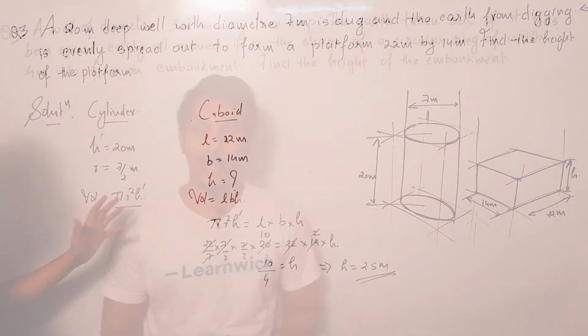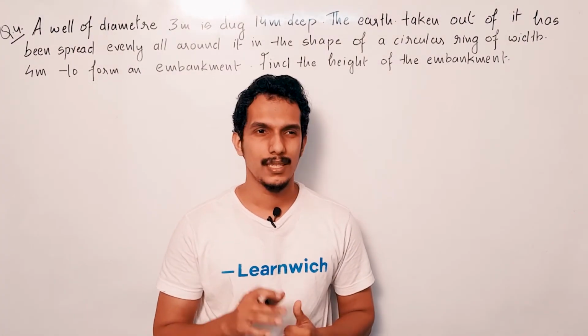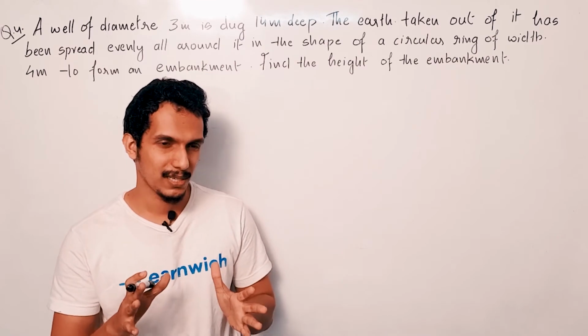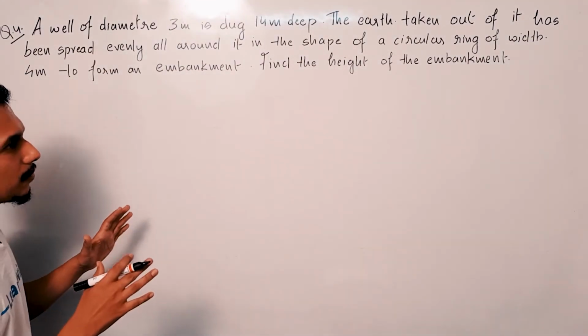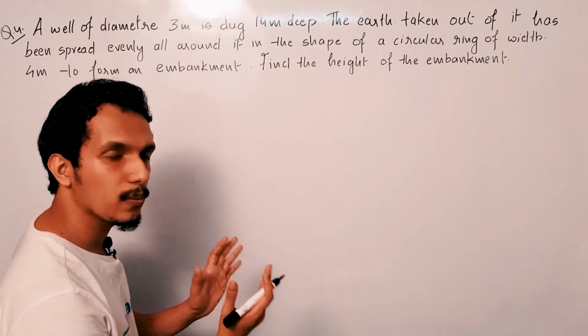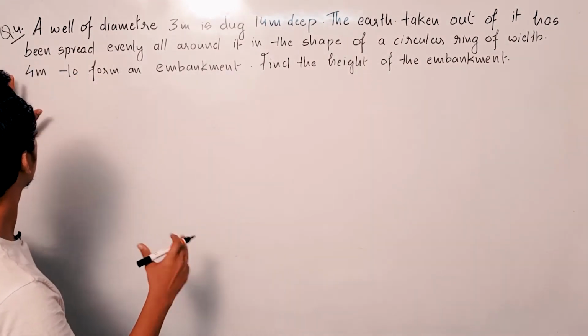Let's go to question number 4. So here is question number 4. This is a little bit of a tricky question because you have to understand the figure carefully. It says, they're building an embankment around a well. Let's see how that turns out to be.